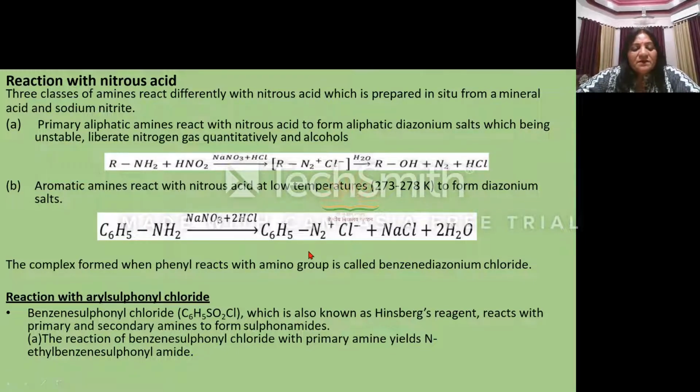Now the reaction with aryl sulfonyl chloride, C6H5SO2Cl, which is known as the Hinsberg reagent, and this is an important reagent for the detection of primary, secondary and tertiary amines. Very important reaction, the Hinsberg test. Hinsberg reagent for a 1 mark question: that is C6H5SO2Cl, benzene sulfonyl chloride.